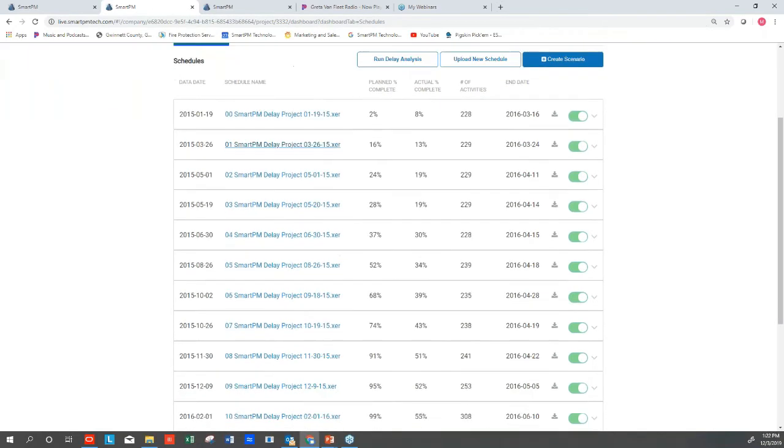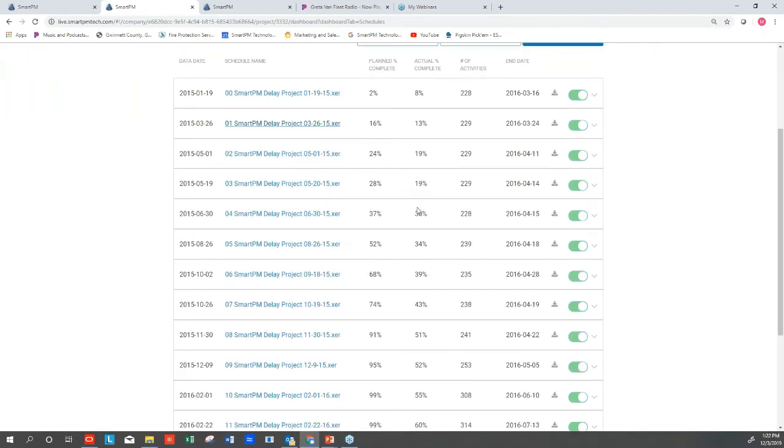But here I am looking at this project. I can see that it's slowly drifting apart from where we're supposed to be and where we're at. I see that this particular period right here seems to be the point in time where it really drastically changed. We were supposed to be at 24%, we're at 19. We're supposed to be at 28%, we're at 19. We're supposed to be at 37%, we're at 30. Now we're supposed to be at 52% and we're at 34%.